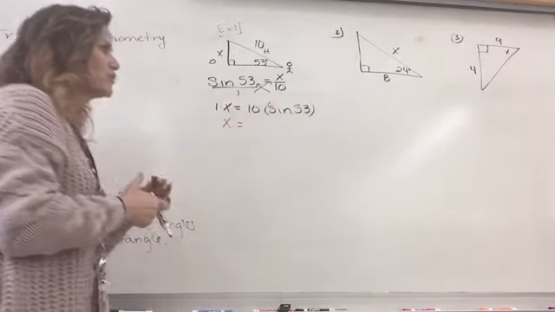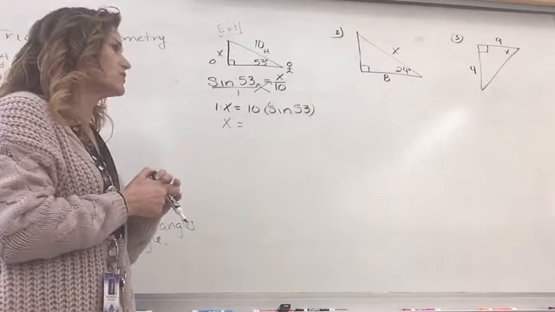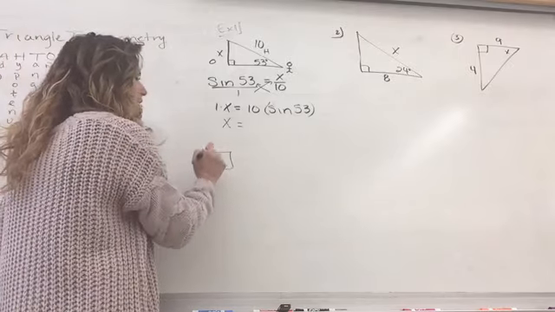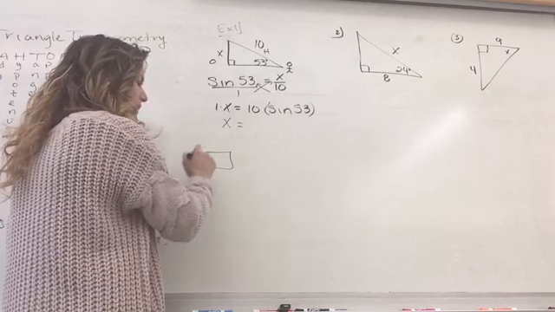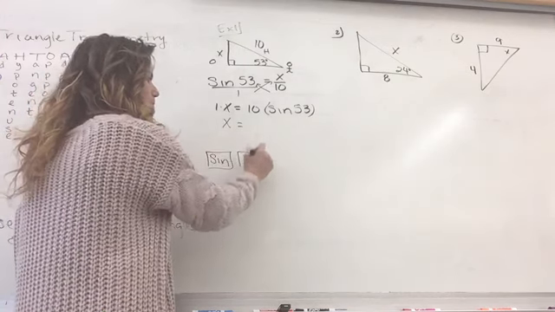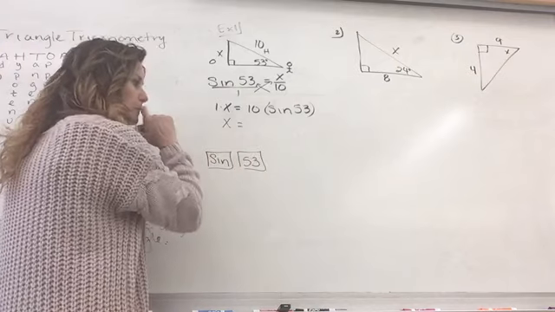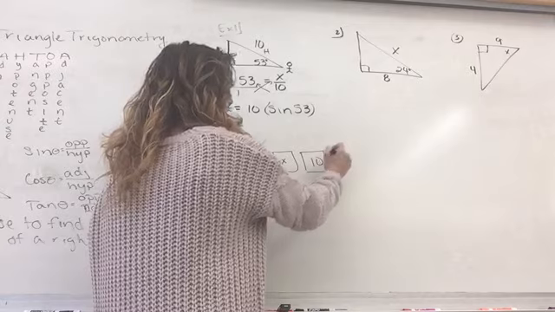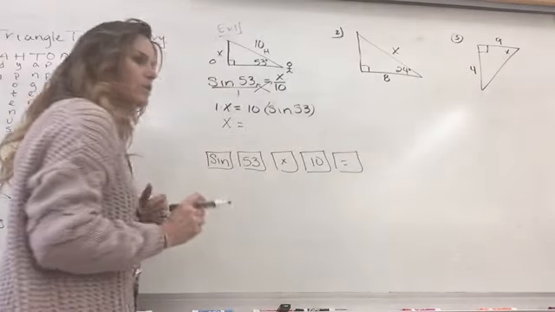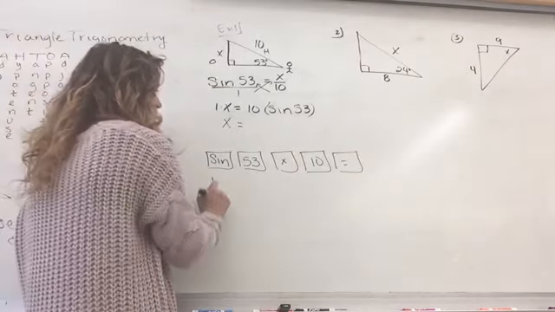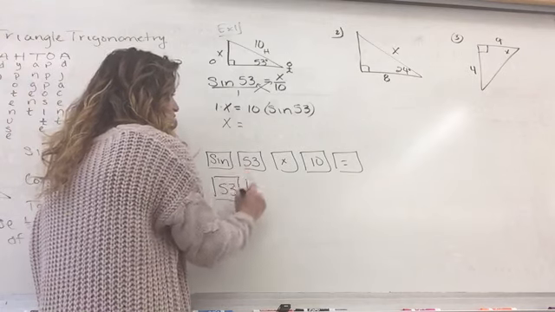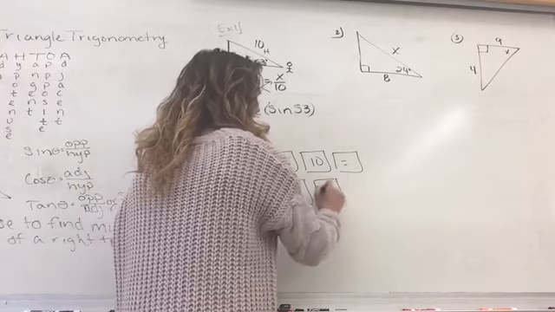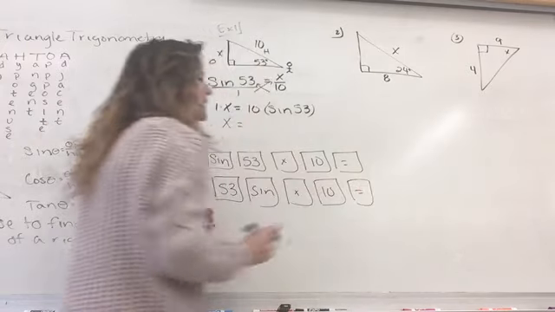So from here, we punch it into our calculators. Most of your calculators, depending on how you enter things, if you can see things as you type it in, then you're going to push the sine button, the 53, and then you're going to hit the times, and then the 10, and then the equal. Now, if your calculator doesn't display it as you type it, you actually have to enter the angle first, then the sine button, then times, 10, and equal.